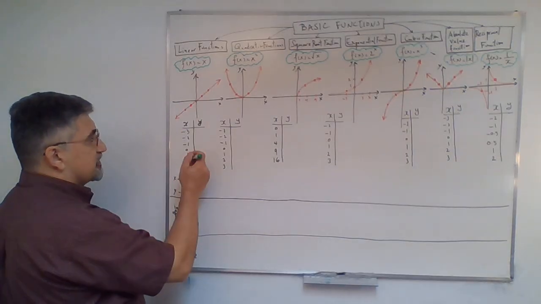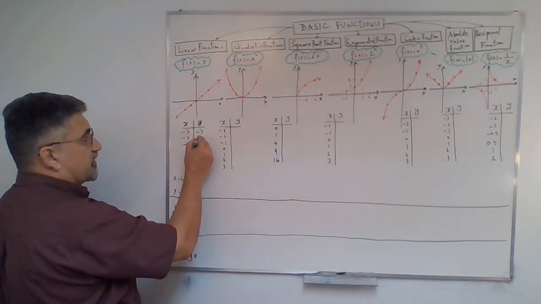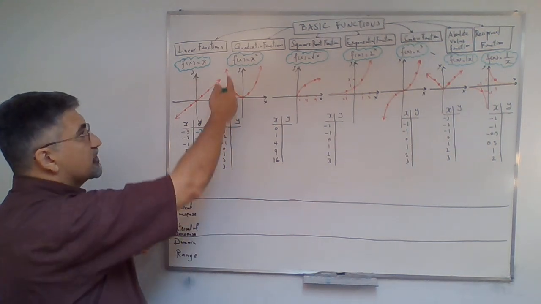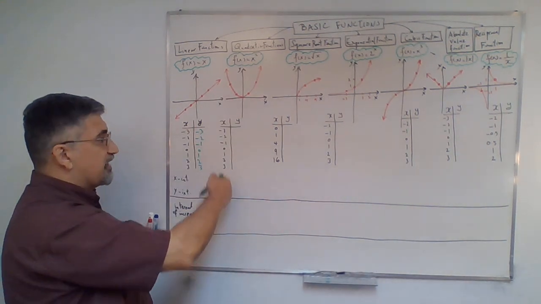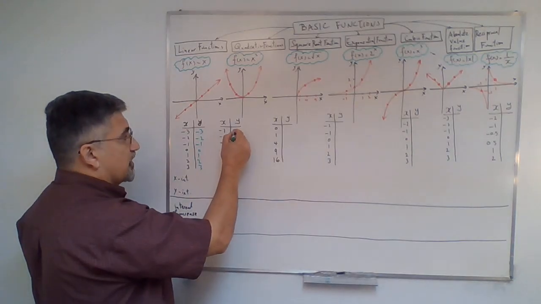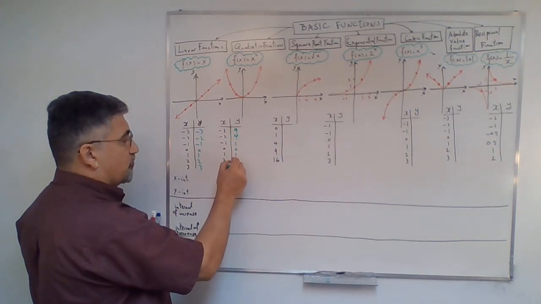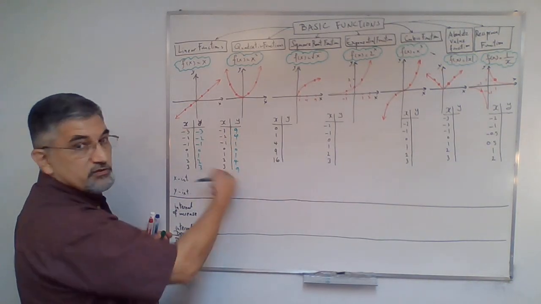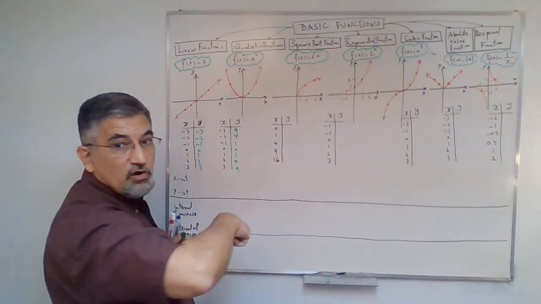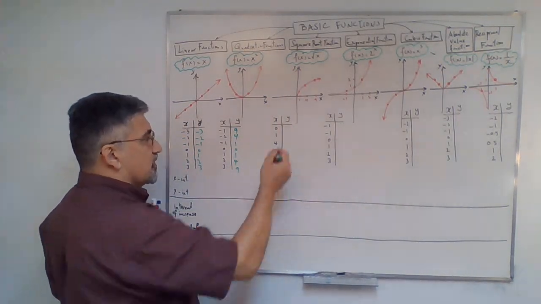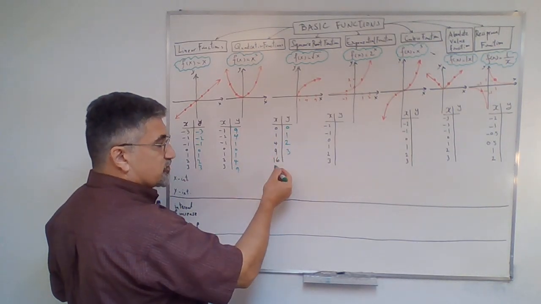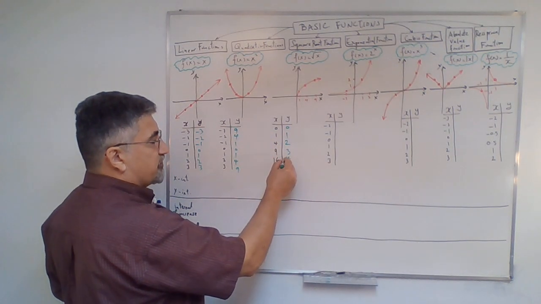So f of x is equal to x, so that means that whatever I have for x, I will have the same thing for the y. This one is y equals x squared, which means that I have to square the independent variable value. So it's going to be 9, 4, 1, 0, 1, 4, 9. You have to square 3, square 2, and so on and so forth. This one, I have to take the square root of the input number. So square root of 0 is 0, square root of 1 is 1, square root of 4 is 2, 3, and square root of 16 is 4, obviously.